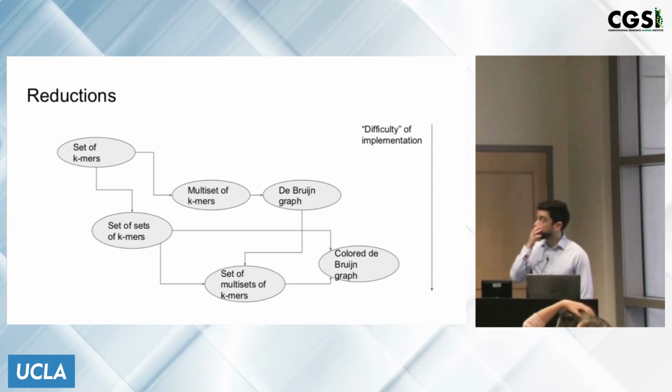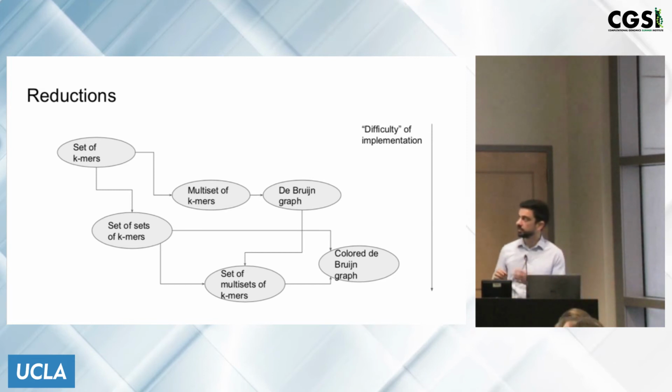Okay, and finally to conclude, I'll just mention this sort of reduction, in a way, that if you have two data structures, it's possible to emulate one from the other. For instance, if you have the de Bruijn graph, you essentially have a set of k-mers plus other things. If you have a colored de Bruijn graph, you also have the de Bruijn graph. I'm missing this arrow a bit.